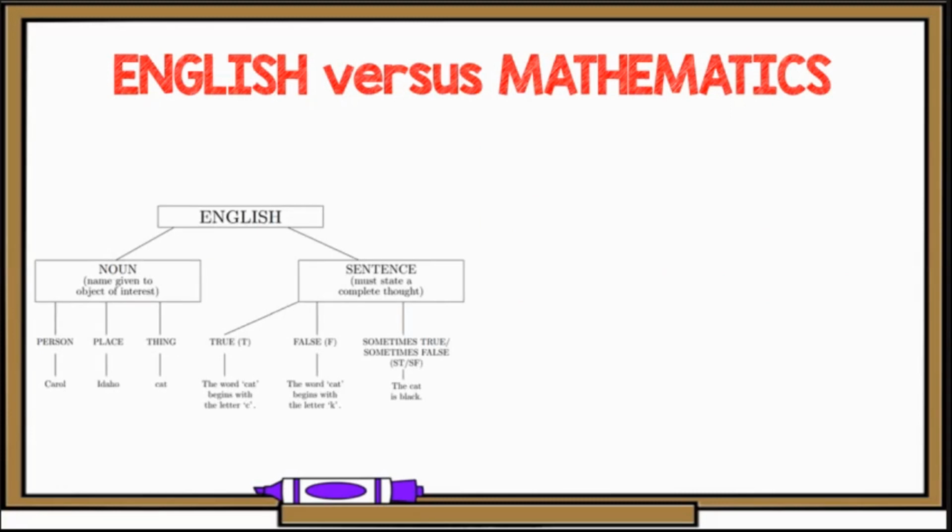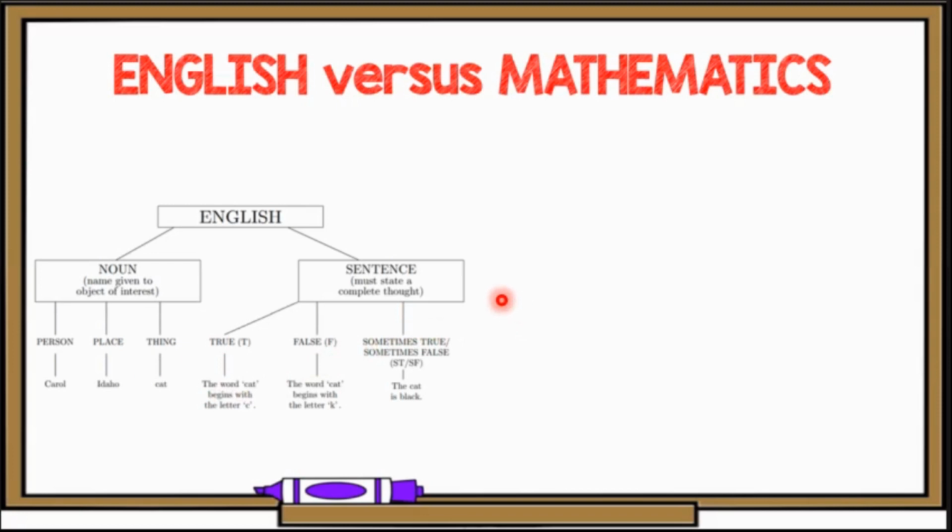Lagay natin siya as a diagram. I have here a diagram. Again, from the English language, we have nouns and sentences. Pag sinabi nating nouns, these are name given to object of interest. It could be person, place, or thing. Under person, we have here the example, Carol. For the place, it is Idaho, and for the thing, it is a cat.